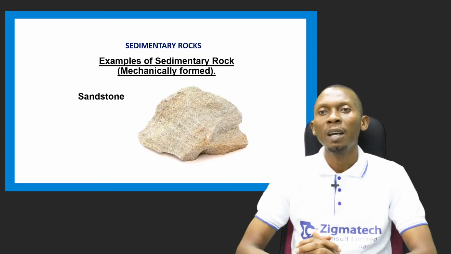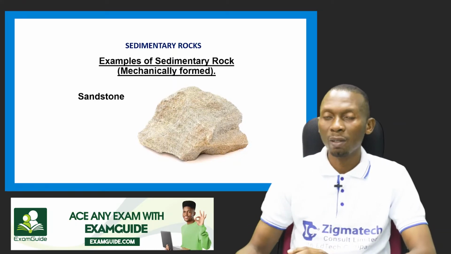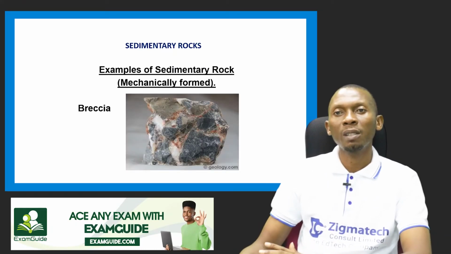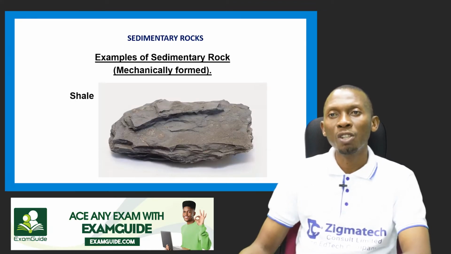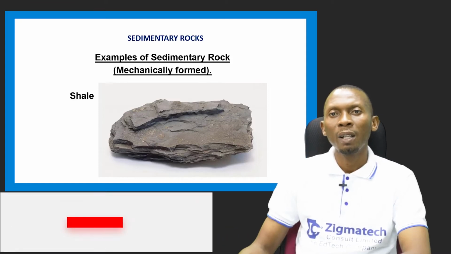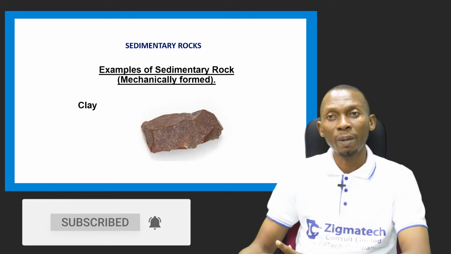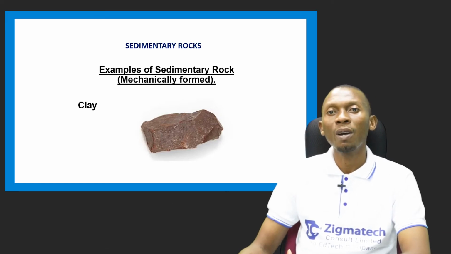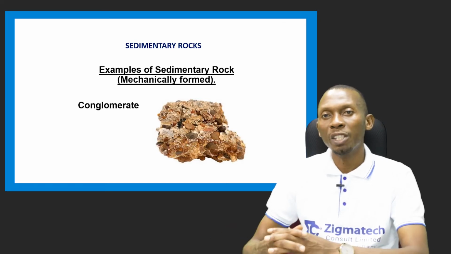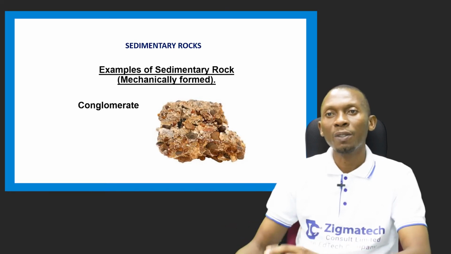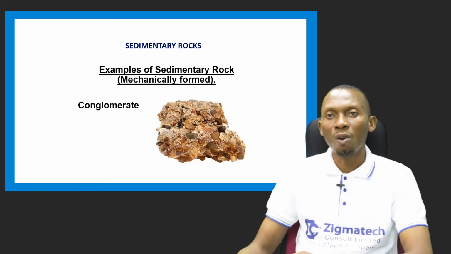sedimentary rocks. We have sandstone as a mechanically formed sedimentary rock. We also have breccia, which is another mechanically formed sedimentary rock. This is shale, a picture of a mechanically formed sedimentary rock. This is clay, another picture of a mechanically formed sedimentary rock. We have conglomerate too. When you hear conglomerate, it means a combination of different types of rocks. So this is another mechanically formed sedimentary rock.